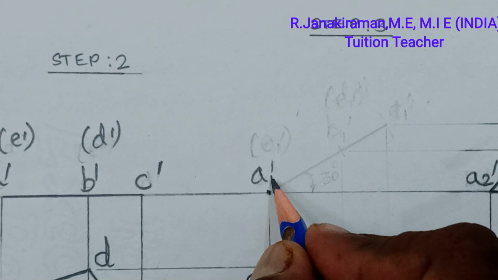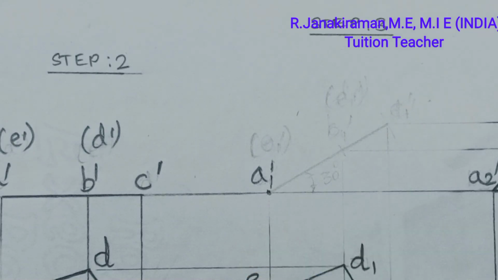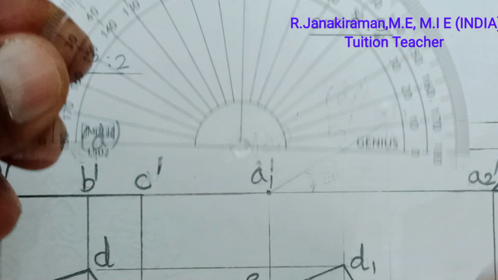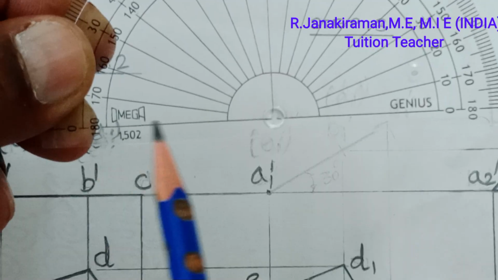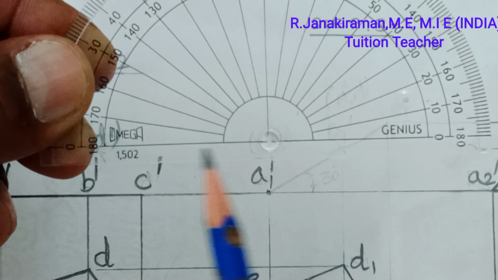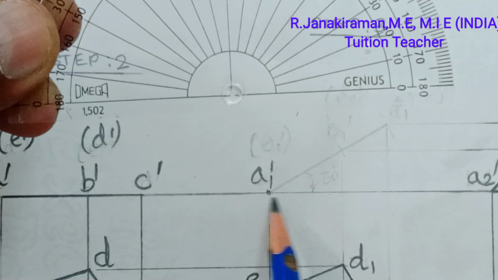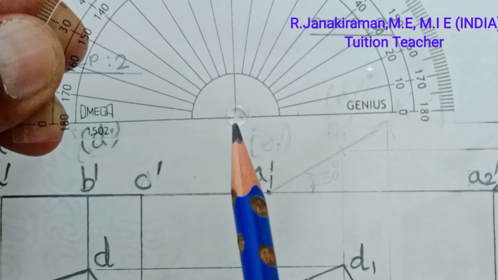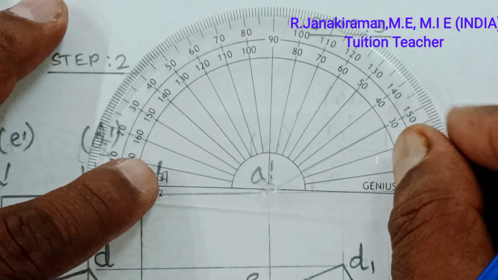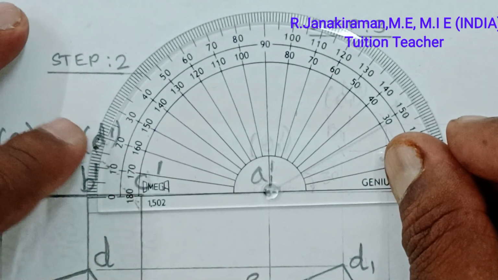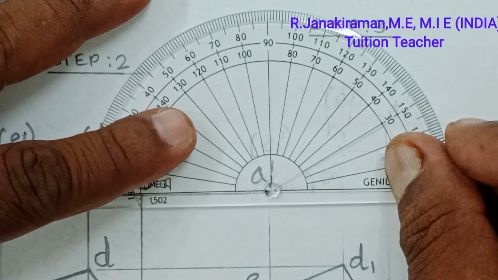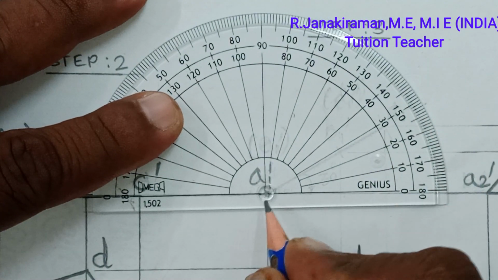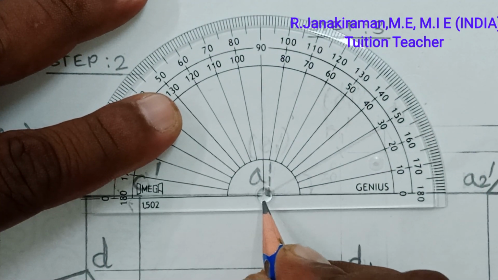This is located point A suffix 1 dash. Okay, next take your protector. This is the baseline. The printed horizontal line is the baseline of a protector, and it must coincide with this XY line, and this is the center of your protector. Coincide like this, adjust your protector. Okay, this is the center of your protector, coincide on the located point A suffix 1 dash.